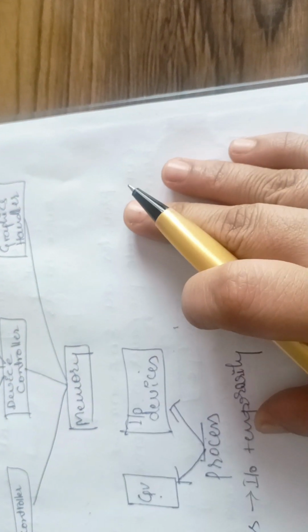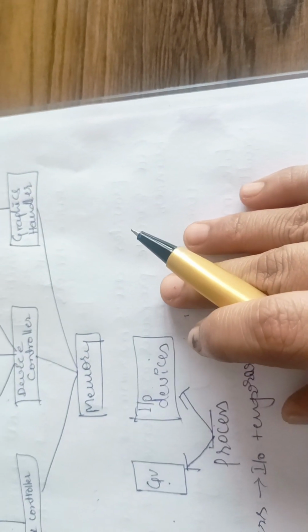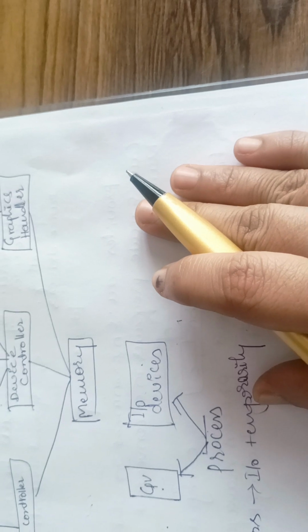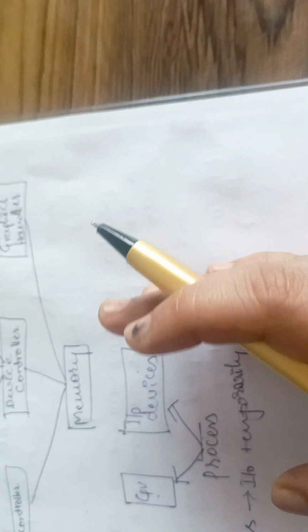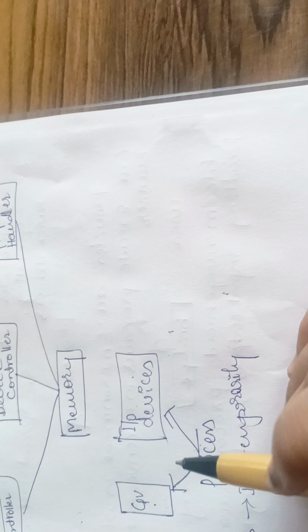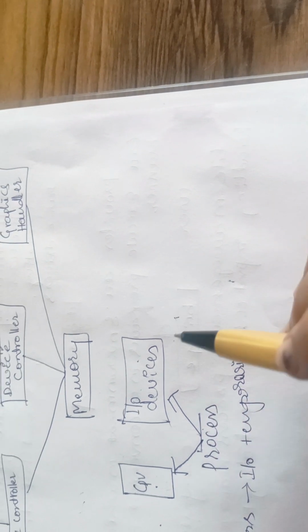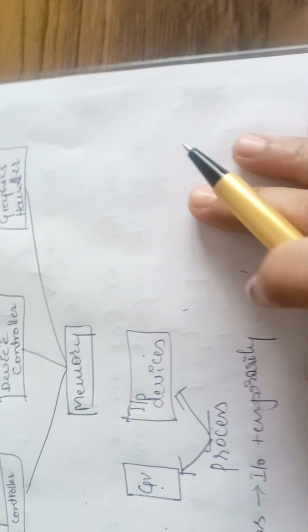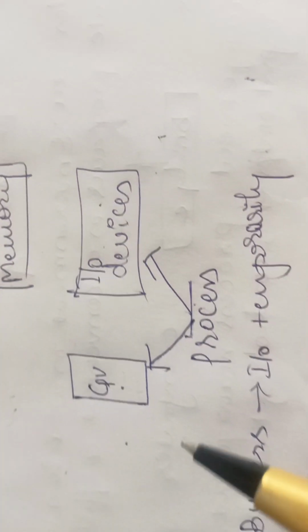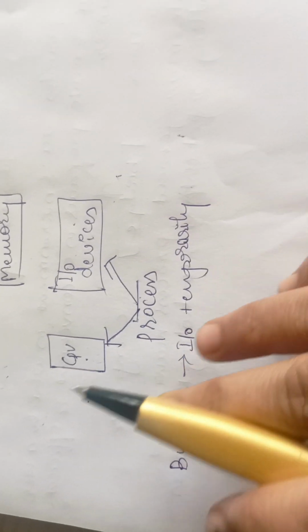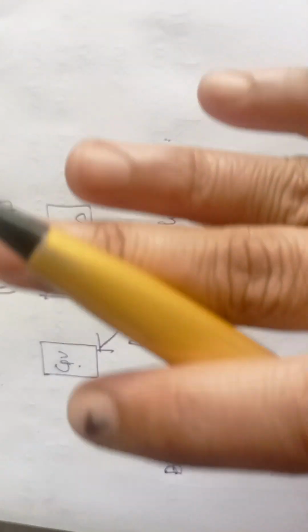So the interrupt will occur. That means whatever running process is there will be held. And then device controllers use an interrupt to inform the CPU that the input output operation is completed. So if the input output operation is completed, then it will inform, and the interrupt will occur. Whatever running process is there will be held. Okay, so now this is clear, right?